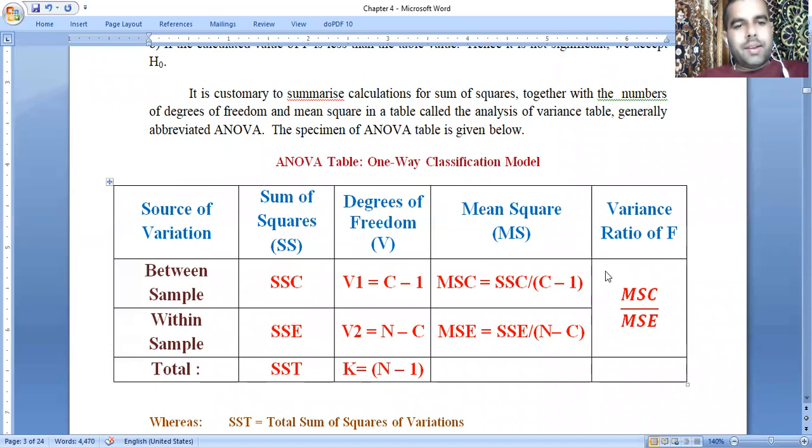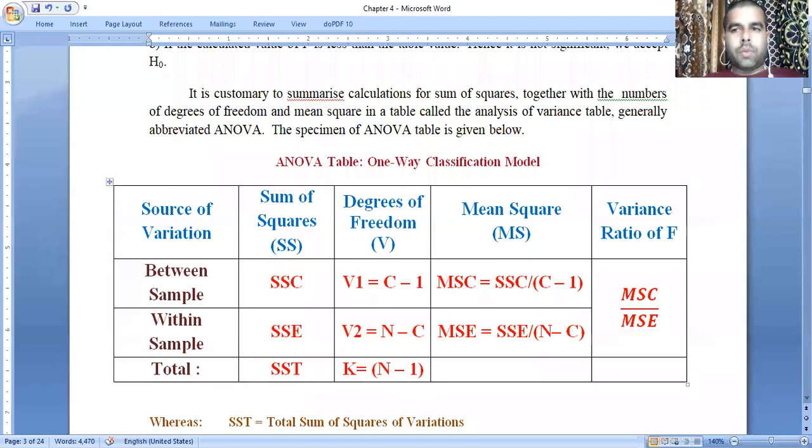So today we are going to discuss a good topic, that is ANOVA One Way Classification Table Model. In the previous class, we discussed the introduction of the chapter. Previously we discussed the ANOVA introduction. ANOVA is a powerful statistical tool. ANOVA is also called analysis of variance.